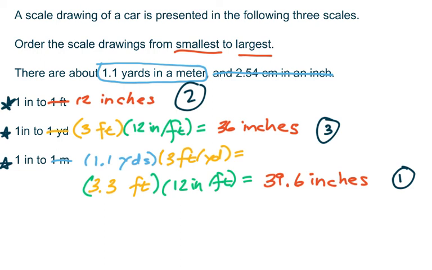So one place that things might have gone wrong is maybe you forgot some of your conversions, like how many feet in a yard or how many inches in a foot, or maybe you forgot to use the 1.1 yards in a meter, which is an approximation. So there's a lot of places in here where you might have just missed a step.